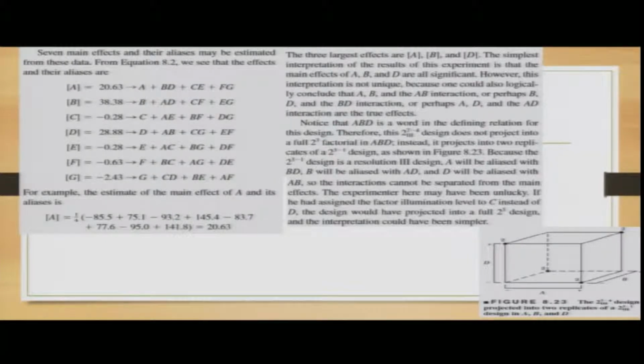So, notice that the ABD is in defining the relationship for the 2 factor, 2 to the power 7 minus 4 design at level 3 accuracy, and we can do the calculations accordingly and find out the so-called models. With this we will end the 20th lecture and continue more discussions about the factorial models, the 4 models and so on in the remaining 12 lectures.